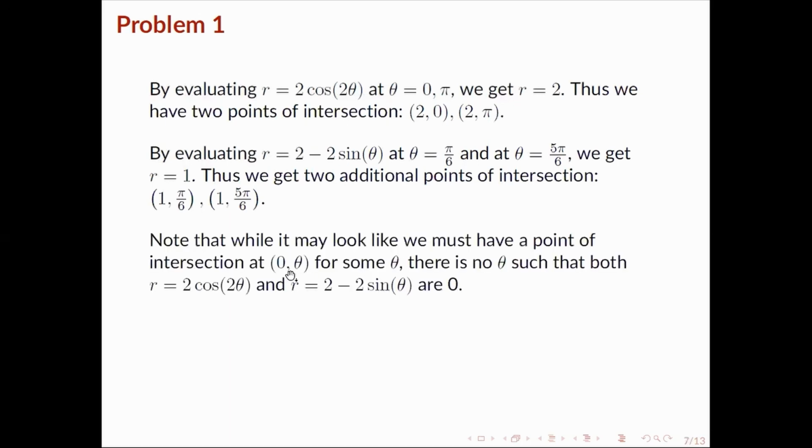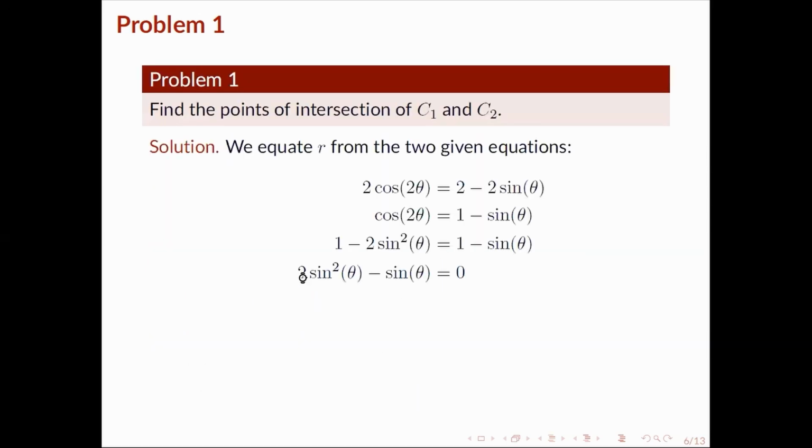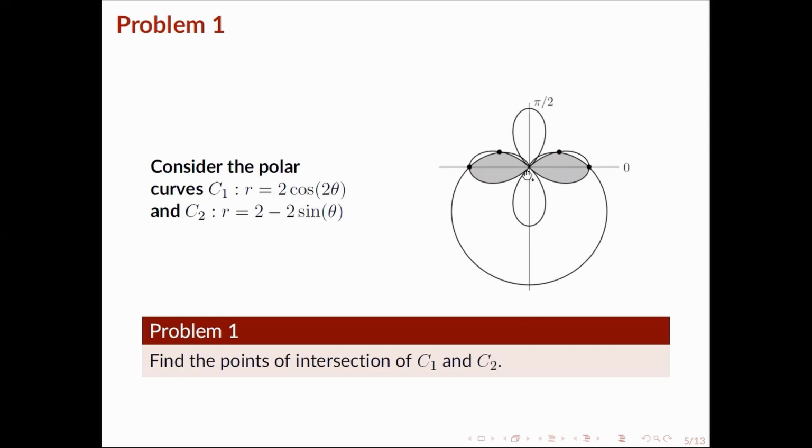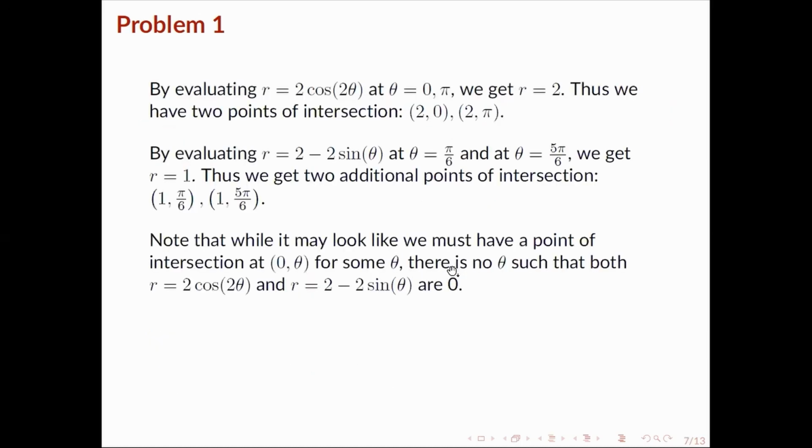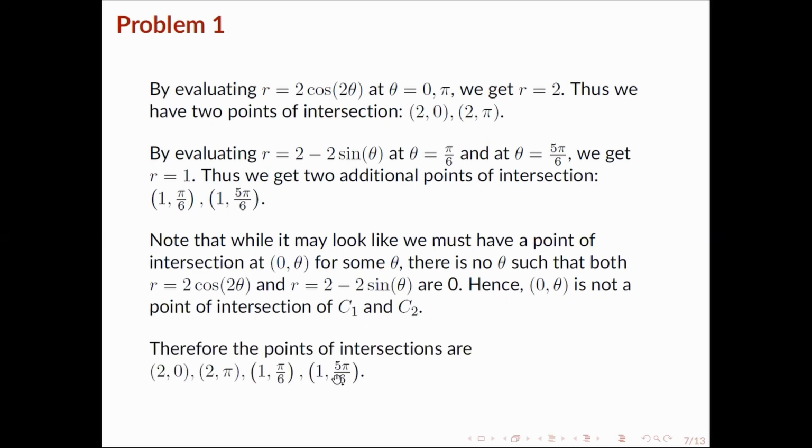Okay? Note that while it may look like we have a point of intersection from the figure, there isn't, because there is no theta such that both r equals 2 cosine of 2 theta and r equals 2 minus 2 sine theta are both 0. Hence, (0, theta) is not a point of intersection of C sub 1 and C sub 2. Therefore, the points of intersection are these points: (2, 0), (2, pi), (1, pi over 6), and lastly, (1, pi over 6).